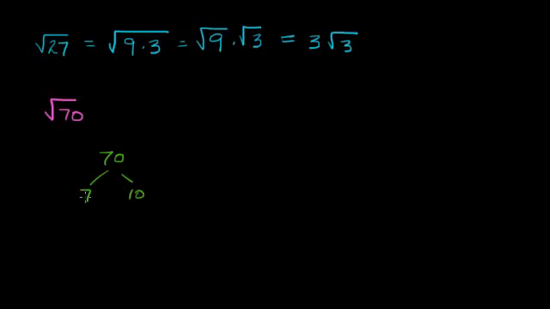Okay, 7's a prime, so we finished there. 10 is 2 times 5, and we see that we have no perfect squares. We didn't repeat any of these factors, so 70 cannot be simplified, right? So we would just stop there.